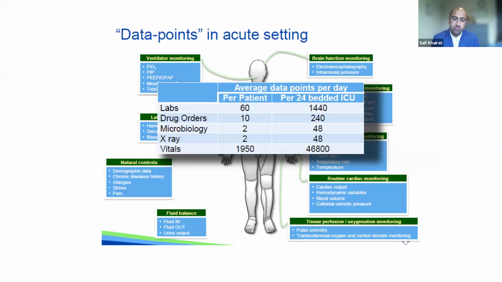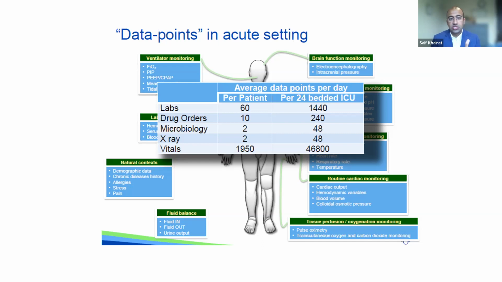One of the main pain points in using the EHR is the amount of data that a clinician is exposed to at any given time. So in this study here, they show that the average data points per day for a patient can go up to over 2,000 data points in a given day. And for a 24-bed ICU, it can go up to 50,000 data points.